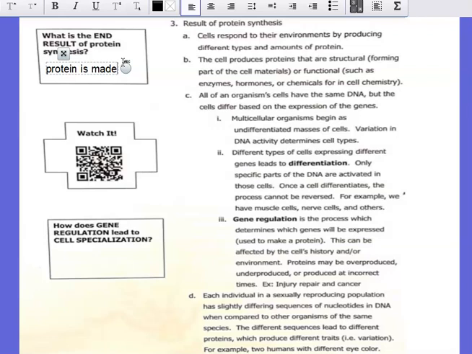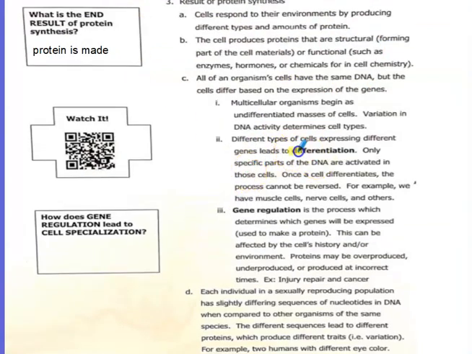All of your cells have the same DNA, but how they're expressed, how we see them, can be different. So you, as a multicellular organism, were an undifferentiated mass of cells, meaning your cells didn't have a job yet. When your cells start expressing different genes, we call that differentiation. Think, it has the word different in it. This is how your cells become the different things.